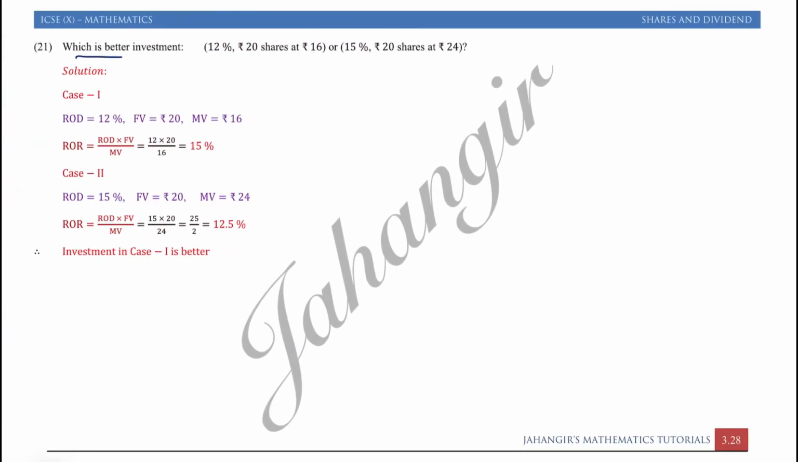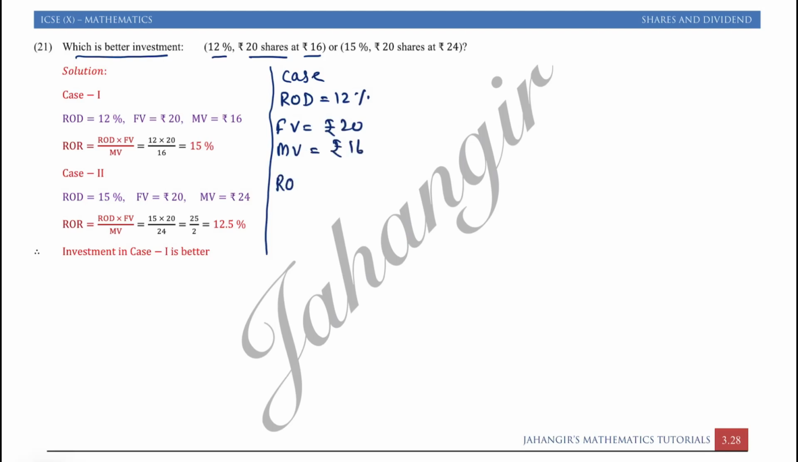Question number 21, again the same pattern. Your first case has 12% rupees 20 shares at rupees 16. So we can write ROD is equal to 12%, FV is equal to rupees 20 and MV is equal to rupees 16. Here first I will find ROR. ROR is ROD into face value upon market value. So 4 3s are 12, 4 4s are 16, 4 1s are 4, 4 5s are 20. So ROR in the first case is 15%.